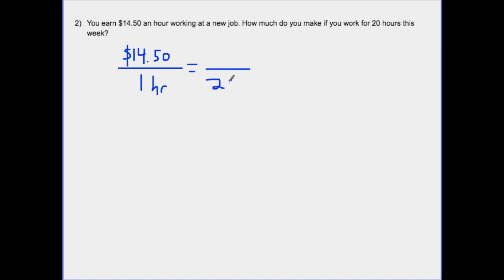Well, 20 hours is going to go here. Hours is across from hours. How much do we make? We don't know yet. So we're going to multiply diagonally. We're doing our cross products here. 20 times 14.5 is 290 for our equation. Equals, use a different color here. 1 times x is 1x. 1x is the same as x, simplifies to that. So we get 290 as our answer, and that's money, so we're going to put $290.